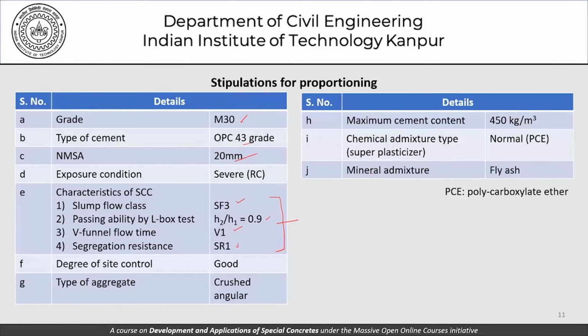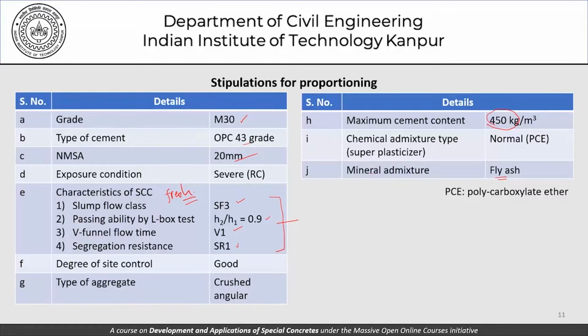But what it also draws your attention to is that as far as the properties of self-compacting concrete in the fresh state are concerned, it is not only the air content and so on, or workability given just in terms of slump, but there are a lot of tests, and all these criteria need to be satisfied. The degree of site control is good, the type of aggregate is crushed and angular, the maximum cement content is required to be limited to 450 kgs per cubic meter. A normal superplasticizer of the polycarboxylate ether type is available to you, and we are expected to use fly ash.